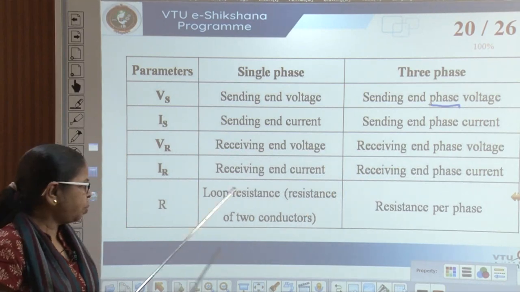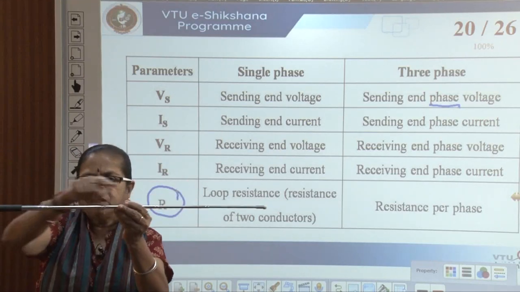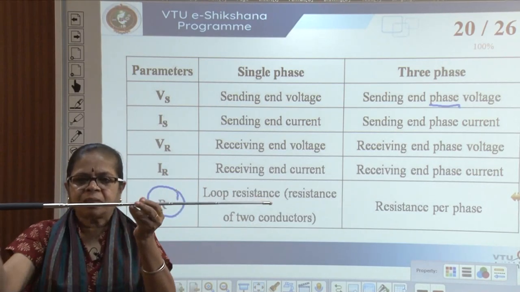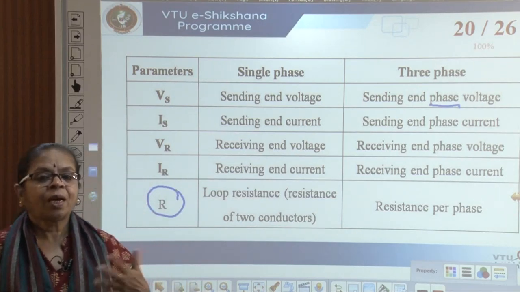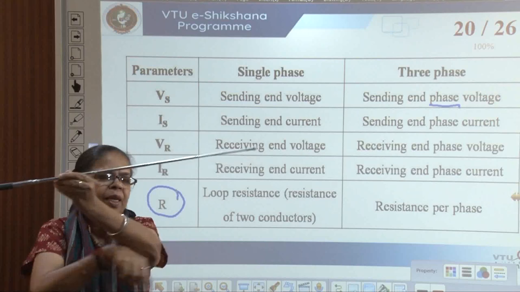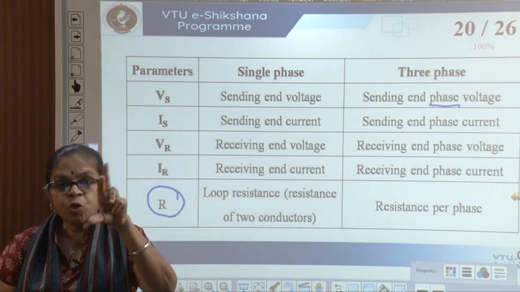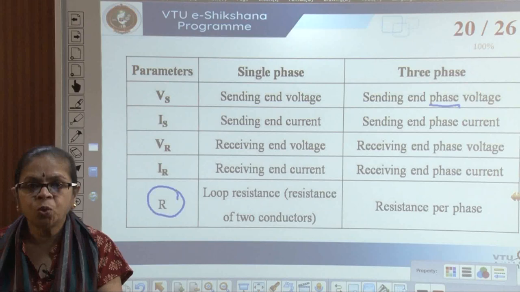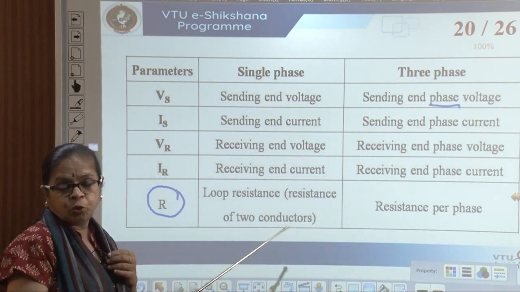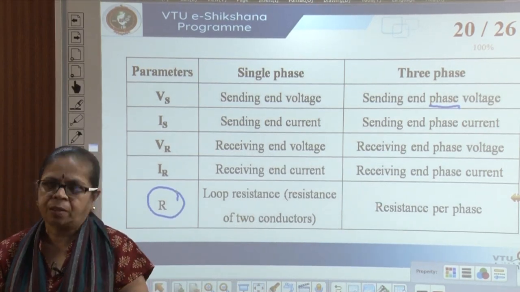Now, this is important, R. When you use a single phase system, I told you, you need two conductors, one in the forward path and a return conductor. So, I am going to lump both the conductors into a single resistance R. That is called the loop resistance, because this is sending end, receiving end and returning. When you take both, it forms a loop. So, you have to consider the resistance of two conductors, that is also called the loop resistance. And this is one thing which students often forget to take into account. And in three phase systems, it is the resistance per phase.